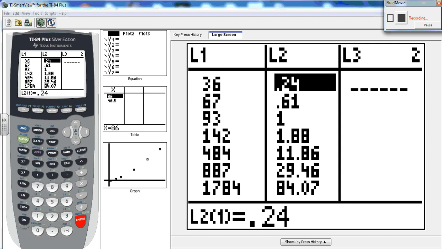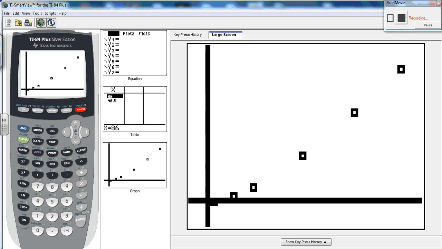So I've put this data into list 1 and list 2, and when I graph it, what I see is, I don't know, possibly linear, but it looks like it's more positively curved upward. So it looks like it is a positive association, but it does look like it's slightly curved upward.